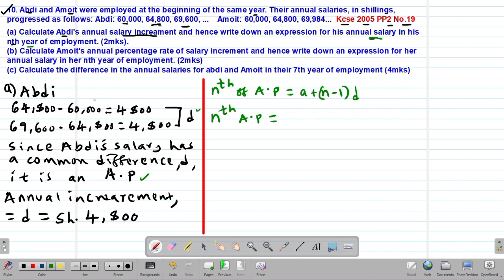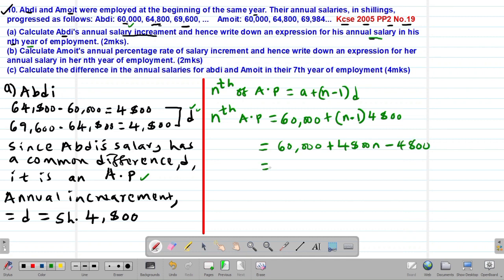So the first term is A. The first value for Abdi was 60,000, so the first term will be 60,000 shillings, plus n minus 1, multiplied by D. The common difference, we found it to be 4,800. If we simplify, we'll end up with 60,000, then plus, if I open brackets, 4,800n, then minus 4,800.